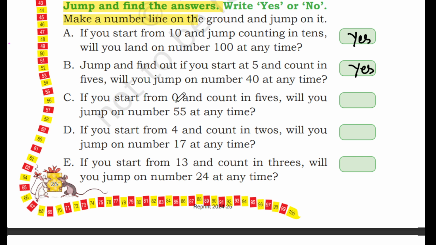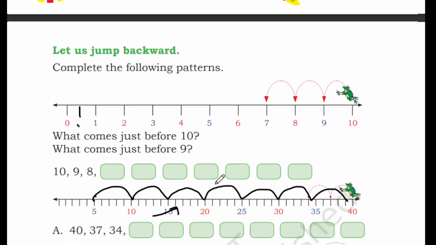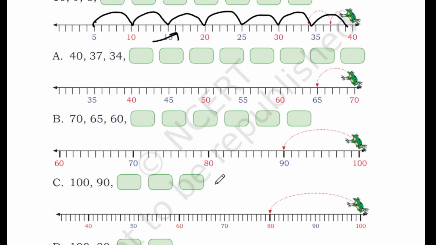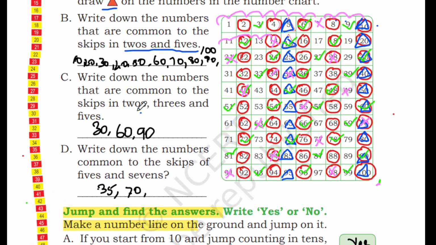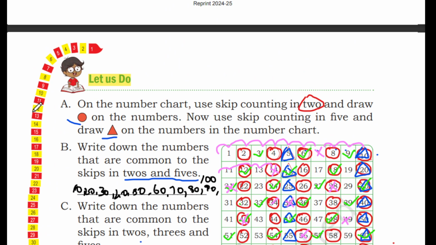If you start from 0 and count in 5s, will you be able to jump on 55 at any time? So this is also again jumps of 5. So it will come in the 5 tables. Let's see if you have any number here. It starts with 0. No. So see this number line. So we have a big number line here, right? So let's count and see.